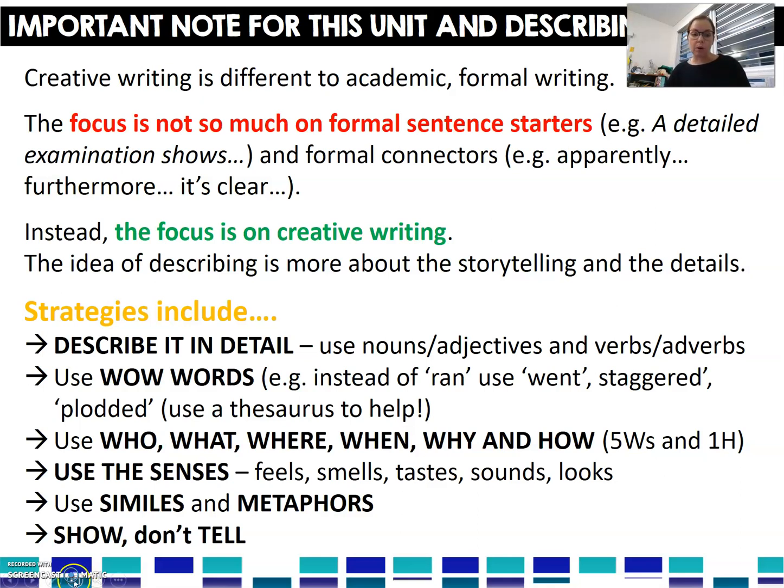Strategies to improve your ability to describe are about details, as we said. Use nouns and adjectives, verbs and adverbs. Use wow words, so instead of using "ran" or "went," use "staggered" or "plodded." Use a word that paints the action of the particular character. A thesaurus will help you do that to get lots of synonyms. Think about your 5 W's and your 1 H. Use the senses, as we said: what it feels like, smells like, tastes like, sounds like, looks like. Similes and metaphors are a great tool in descriptive writing. And lastly, show, don't tell.